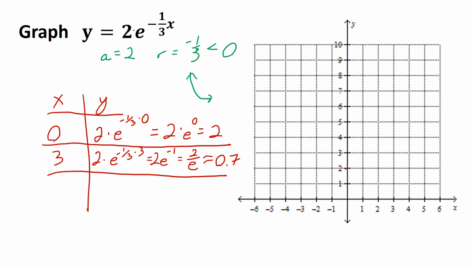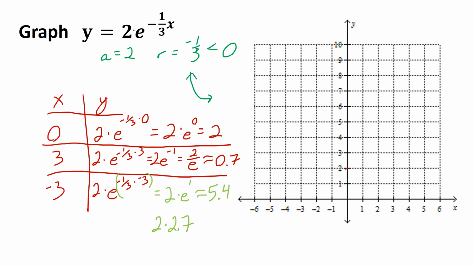All right, the next number I'd recommend is negative 3. And go ahead and evaluate that. And I get 2 times e to the 1 power, so that's 2 times 2.7. 2.7 is enough for this, so I get the point (-3, y), and for the y I get approximately 5.4.